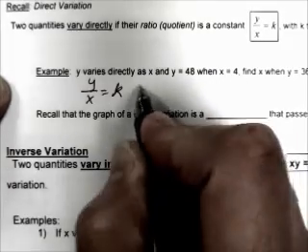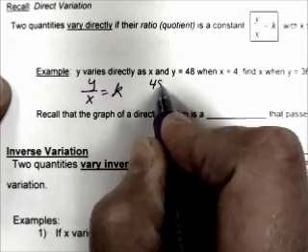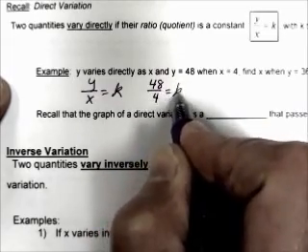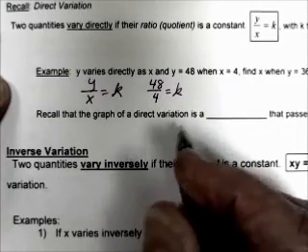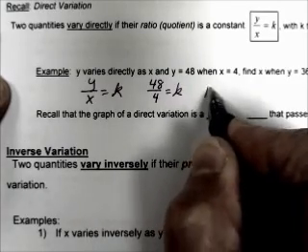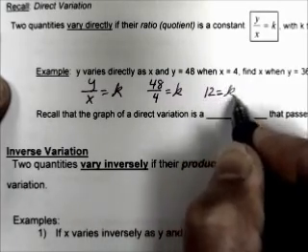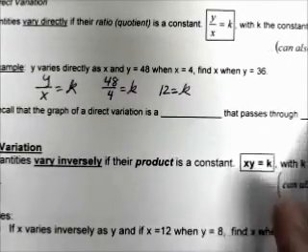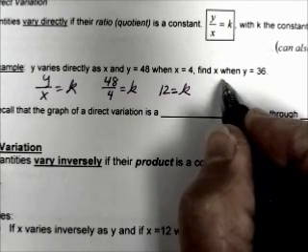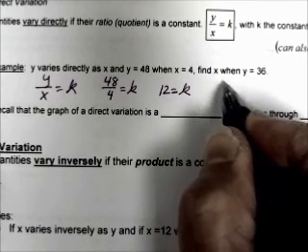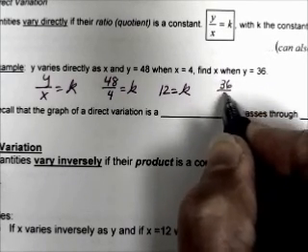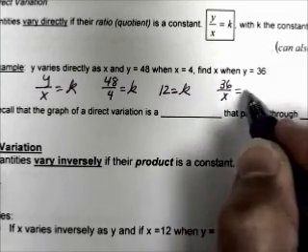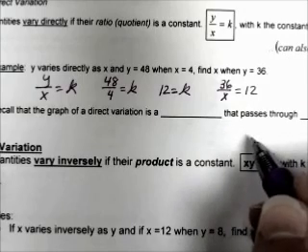So in this case, replace y with 48, x with 4. What is 48 divided by 4? It is 12, so our constant would be 12. So k equals 12. Find x when y is 36. So y divided by x, 36 divided by x, would have to come out to equal our constant that we found for this particular example, which is 12.